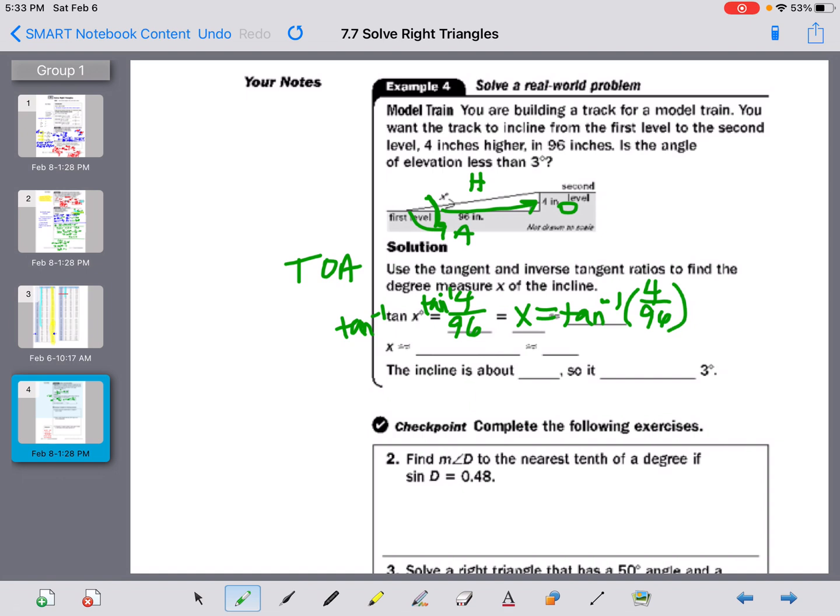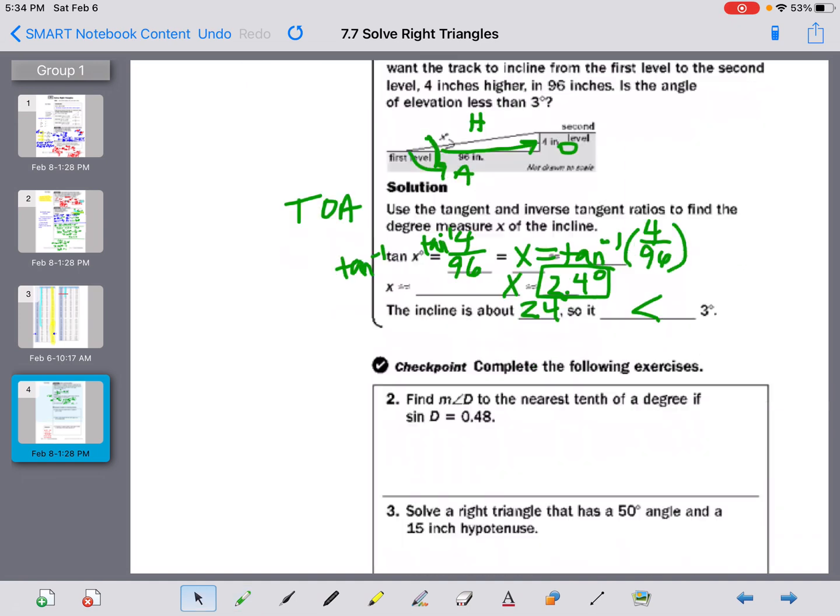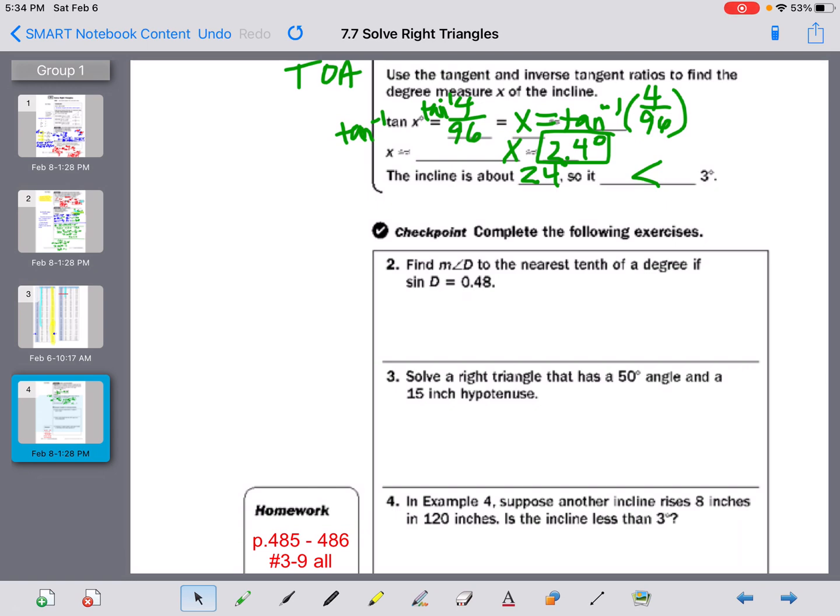Now, remember, you can leave it a fraction just like it is, or if you change it to a decimal, 4 decimal places for that decimal, okay? I'm going to leave it where it is and take the inverse tangent of 4 divided by 96, and I get about 2.4 degrees. Okay. That angle's 2.4 degrees. That's pretty small. Is it less than 3 degrees? It is. So does that mean I can drive that train up there? I can, right? Is that a practical problem? Sure it is, because if you're building that model, you need to know how long do you need to make that incline so your angle's small enough.